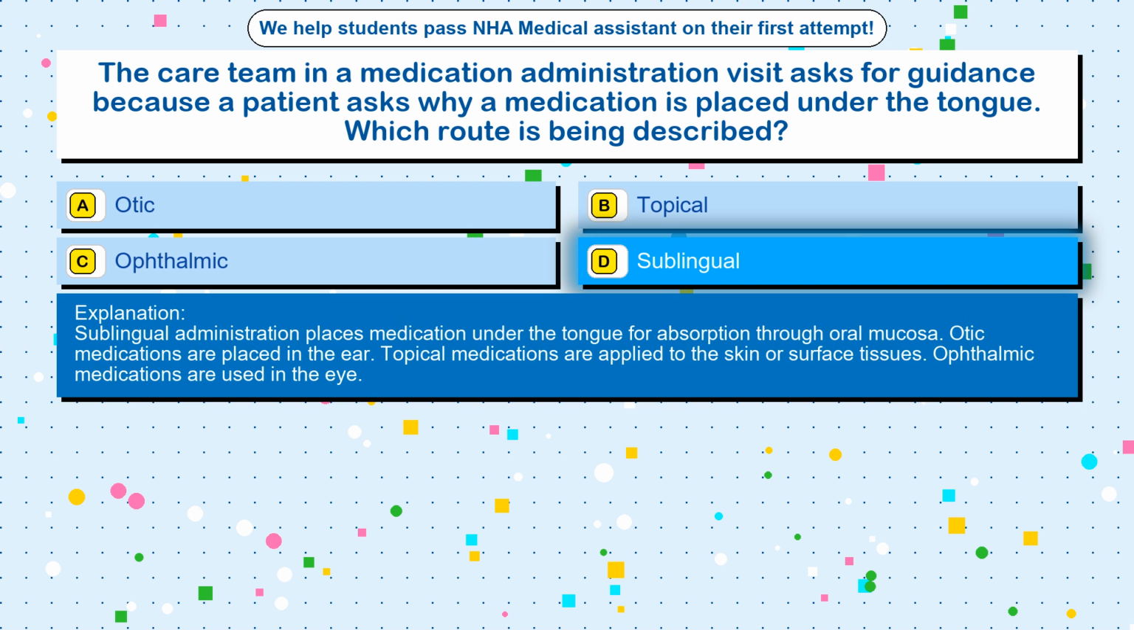Sublingual administration places medication under the tongue for absorption through oral mucosa. Otic medications are placed in the ear. Topical medications are applied to the skin or surface tissues. Ophthalmic medications are used in the eye. Question 85.